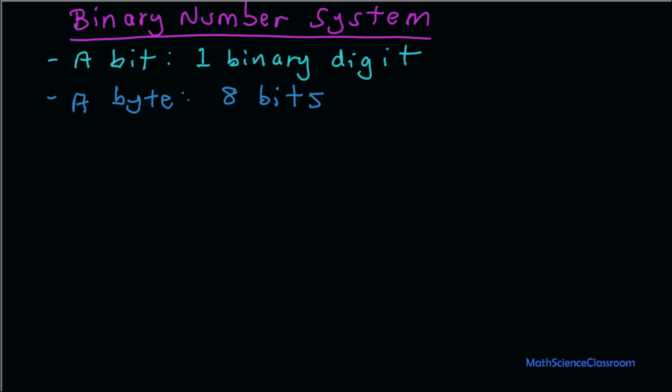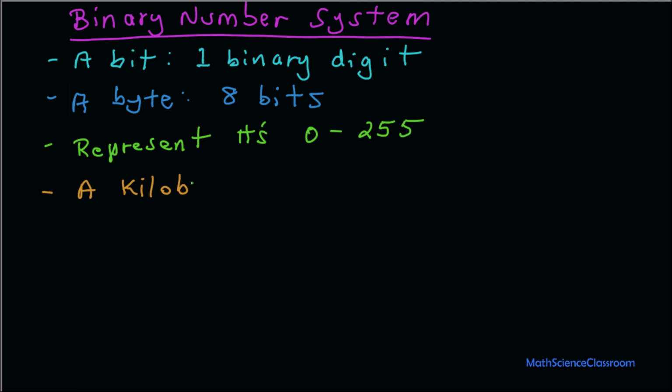A byte, or 8 binary digits, can represent numbers, I'll write this out, from 0 through 255. So that is 256 numbers that can be represented in a byte. The next, so we have bytes, now we have kilobytes. A kilobyte is 2 to the 10 bytes.